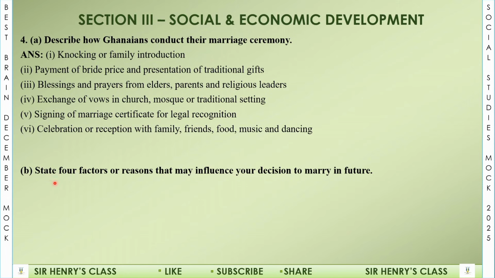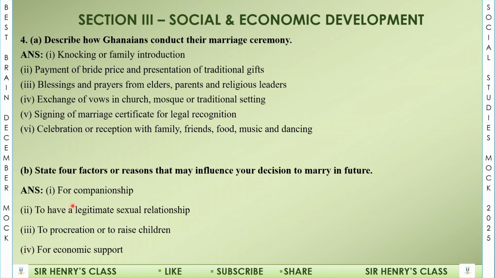Then 4b says state 4 factors or reasons that may influence your decision to marry in future. So this is basically talking about the reasons why you would marry, the importance of marriage. 1, for companionship. People marry because they want to have a companion, a partner. 2, to have a legitimate sexual relationship. So marriage serves as an entitlement to sexual relationship.